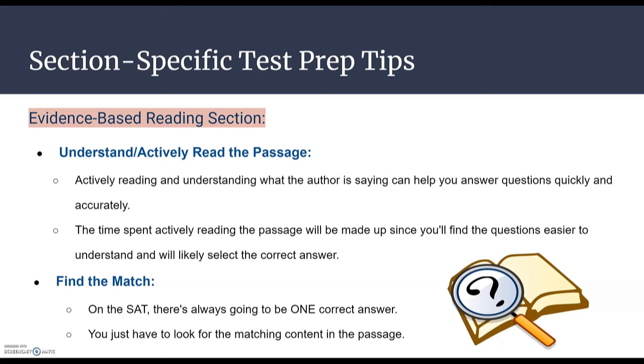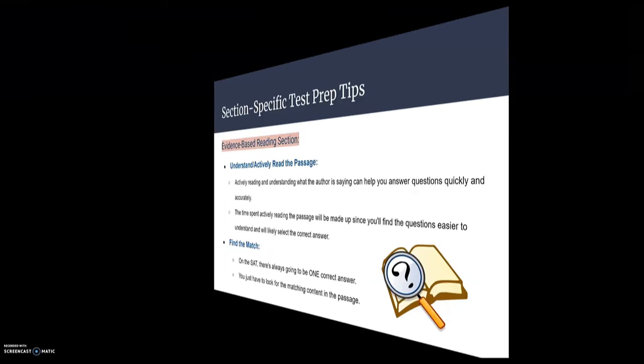That's why it is called the evidence-based reading section, because there's evidence in the passage. You just have to look for the matching content in the passage. And if you can't find evidence that supports one answer, try to find the evidence that contradicts the other answer choices, so you can sort of use the process of elimination to find your answer.